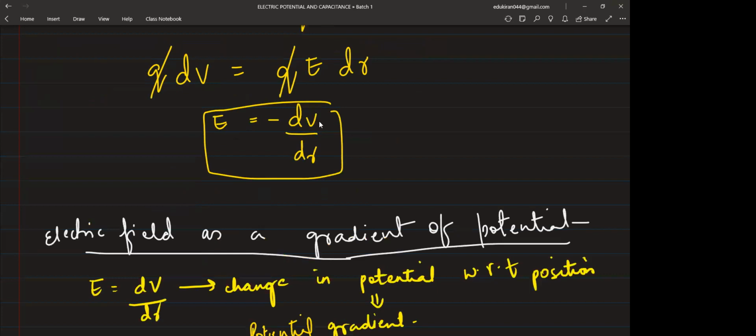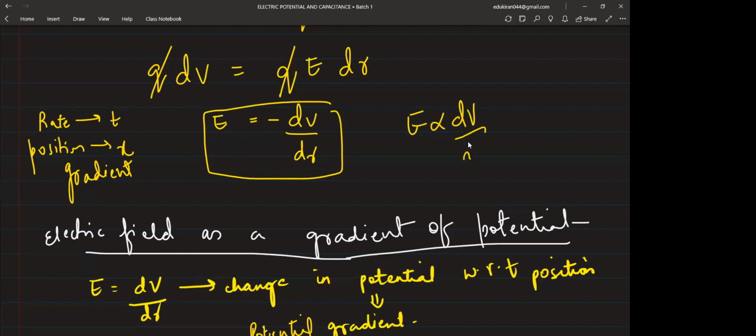Now, there are two things, class. If something is changing with respect to time, we use the word rate, something which is changing over a period of time. Now, if something is changing with respect to position, like here the potential is changing with respect to position, we use the term gradient for this. So basically this formula is leading us towards the relationship between electric field and potential, and concluding that electric field is the gradient of potential, right? Electric field is directly proportional to the potential gradient.